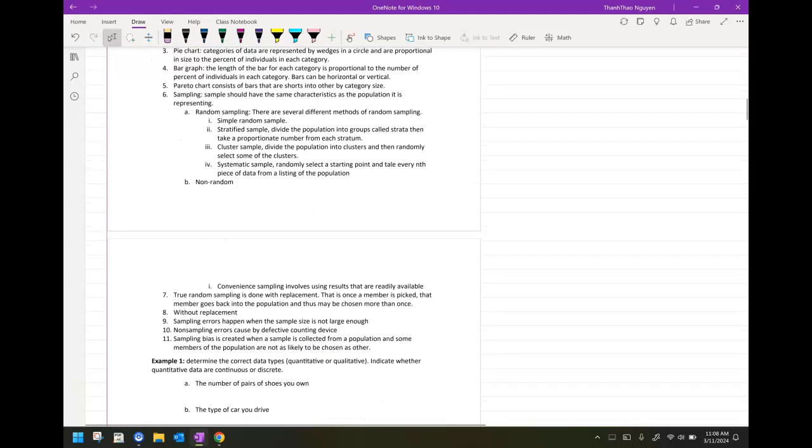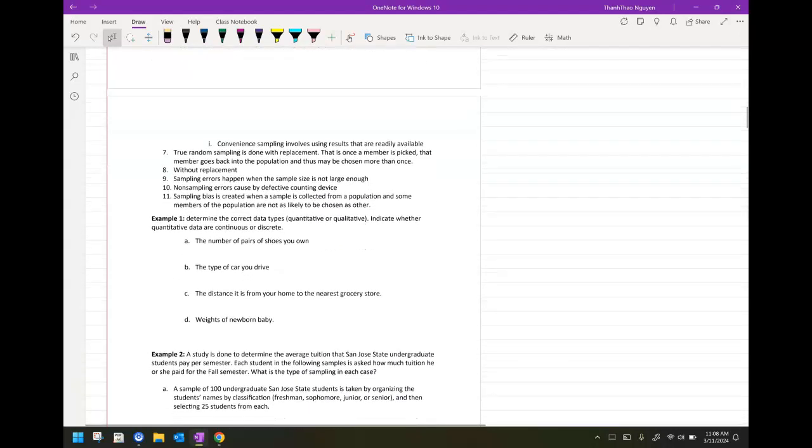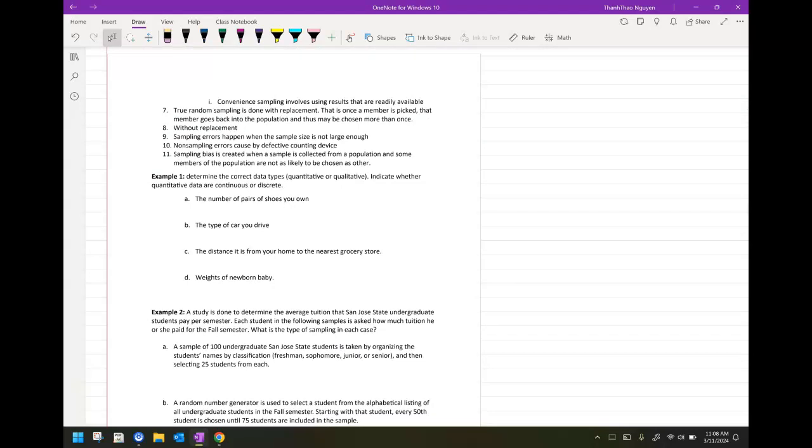Okay, so let's take a look at an example. Determine the correct data type, quantitative or qualitative, and indicate whether the quantitative data are continuous or discrete. So here we have the number of pairs of shoes that you own. You can count the number of pairs of shoes, so this data is quantitative. Is it continuous or discrete? Well, it's discrete here because you can count it one by one, right? So this is discrete.